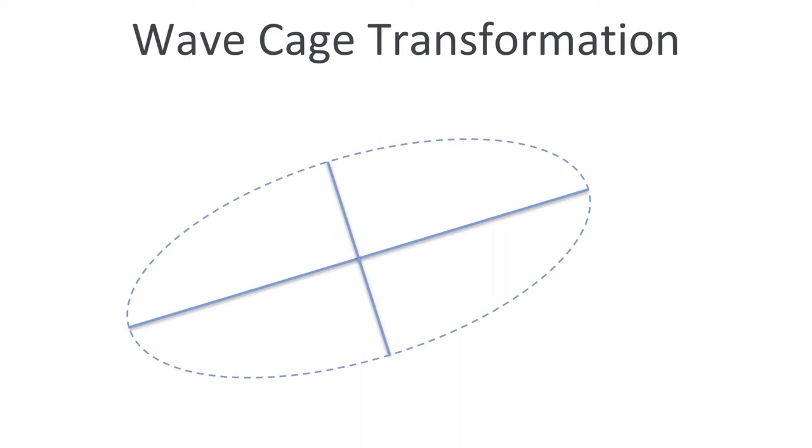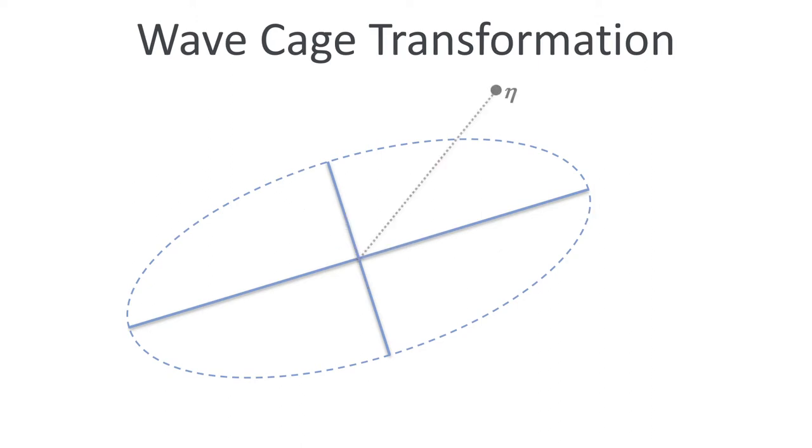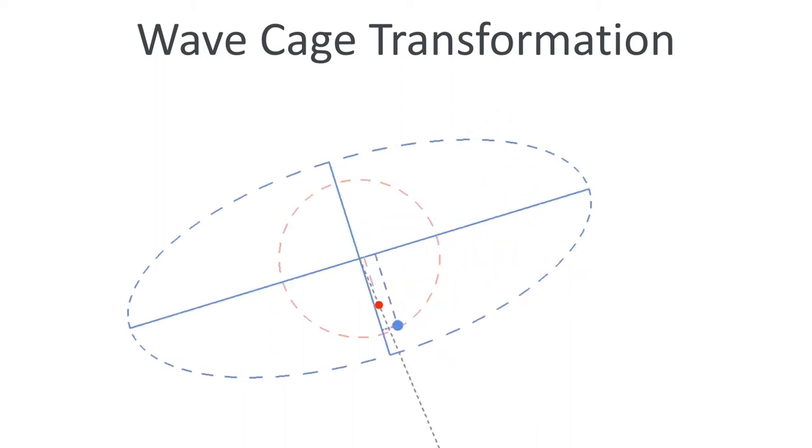We start with the wave cage here drawn as an ellipse. It is defined by its major and minor axes A1 and A2, as well as the respective major and minor radii R1 and R2. Now given some input surface point, eta, our goal is to constrain eta to lie inside the cage. Note how the circular motion of the input point gets smoothly mapped inside the cage.